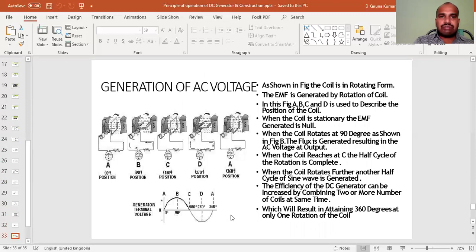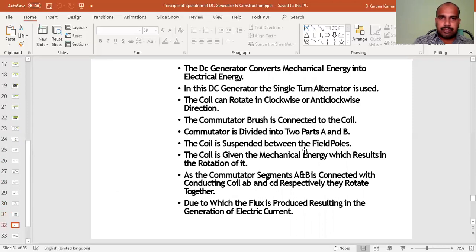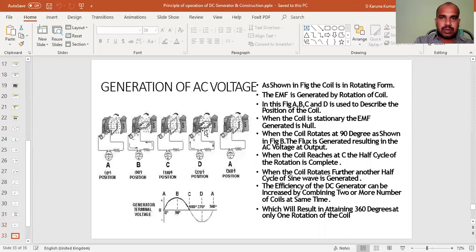Now the working, the generation of DC voltage. Let us consider these two as poles, with magnetic flux between them. First of all, to generate the AC voltage in the generator, the AC current is converted to DC current. The commutator converts AC to DC. There are two poles, north pole and south pole.